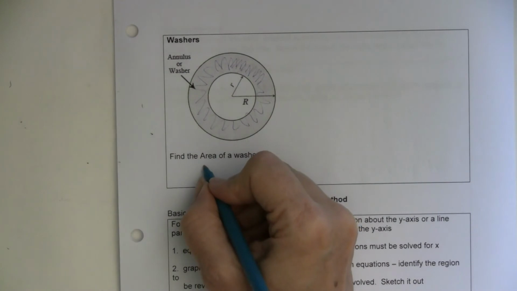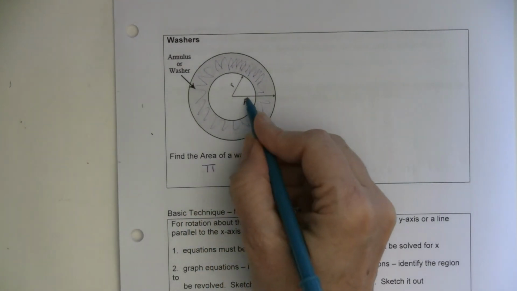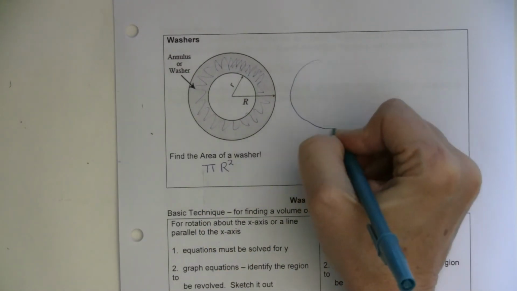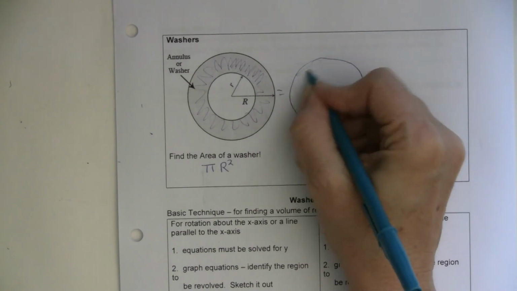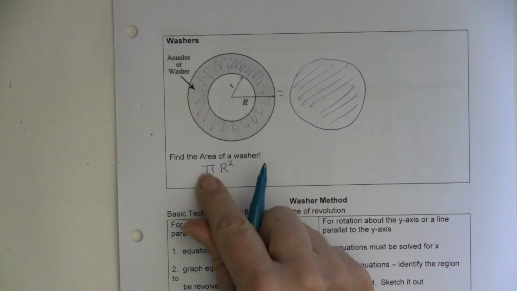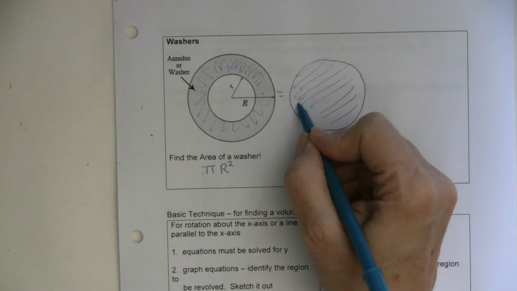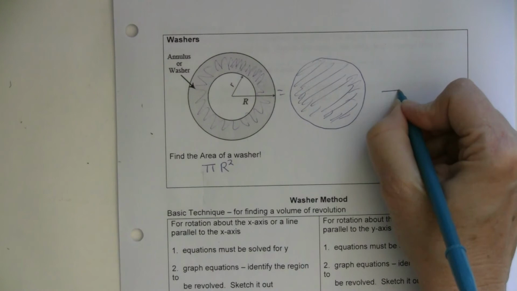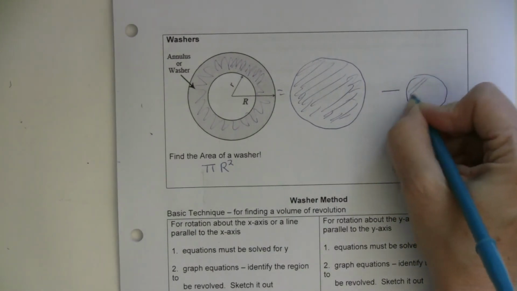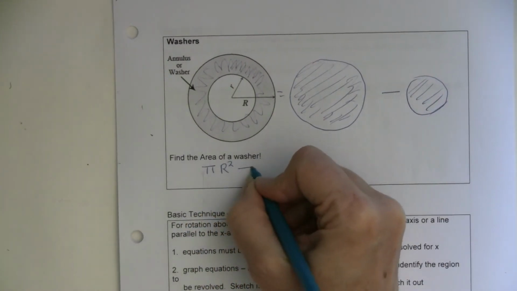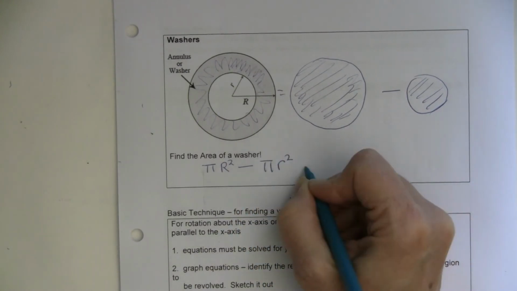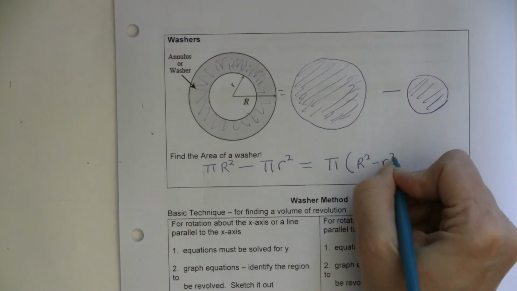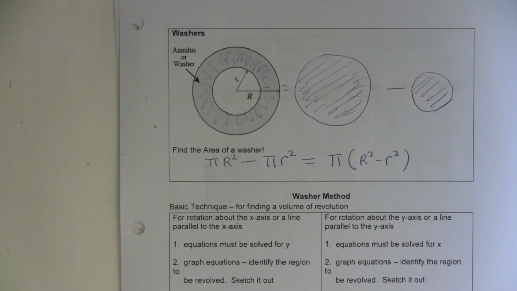Then what you would do is you would take pi and radius squared, and what that's going to find is the area of the big circle. So the pi R squared is going to find the big circle, and what I would like to do is subtract out the little circle. And so that would be minus pi little r squared. And then of course you could factor out a pi, and then that would be big R squared minus little r squared. And so we're going to be using that.